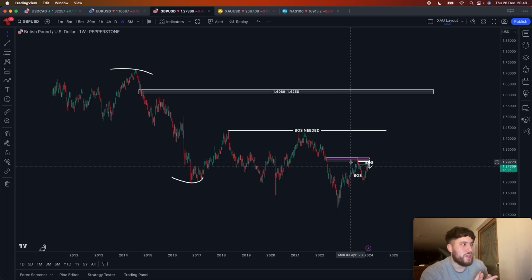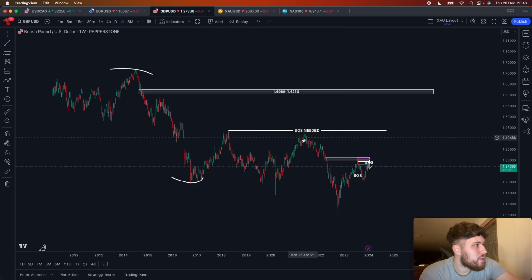I've given you the zones and areas to look to go short from. Just wait for the confirmation before entering. I do believe we could see price trade up in a bullish way. We just need confirmation, additional confirmation, before we look to actually take part in those bullish opportunities.